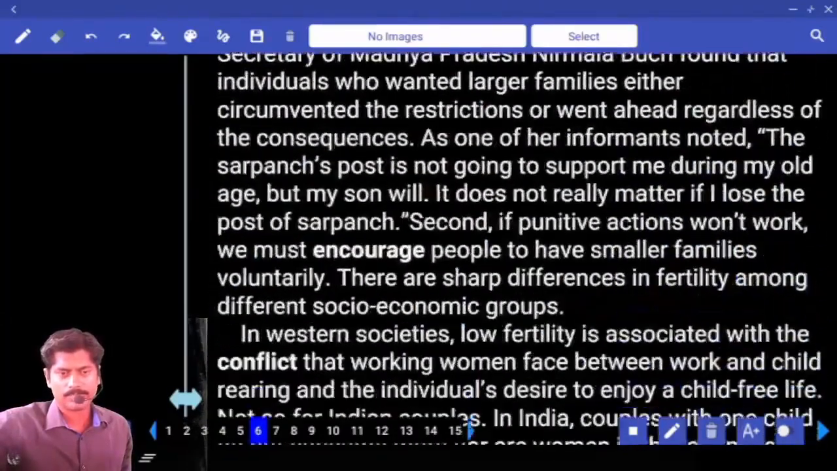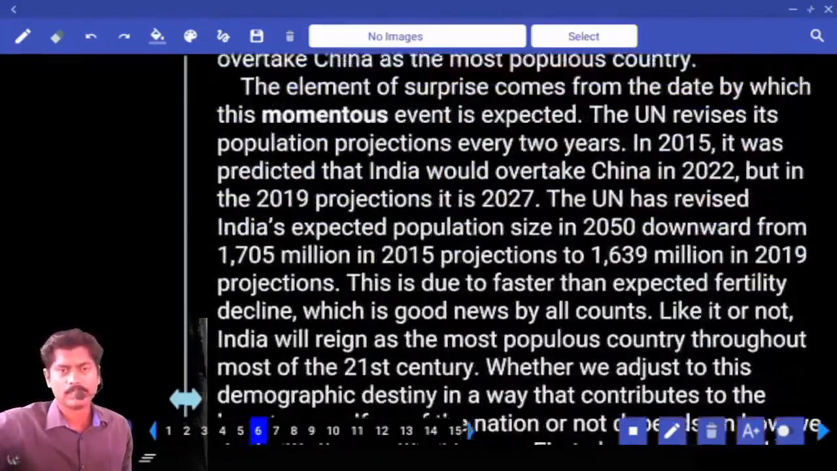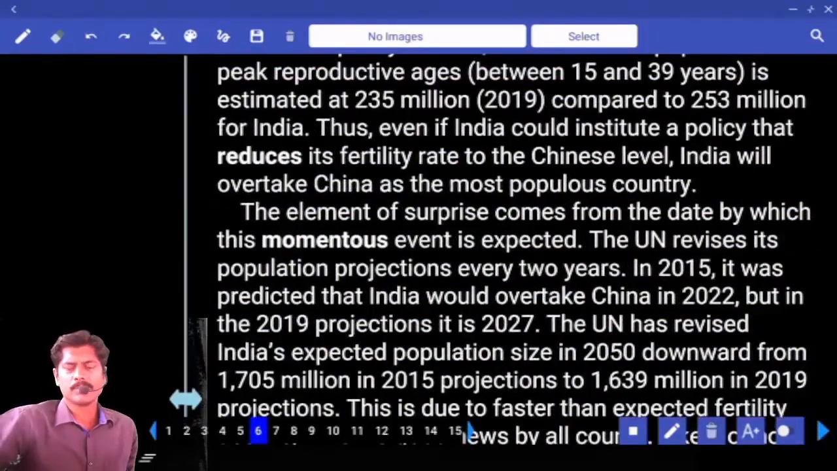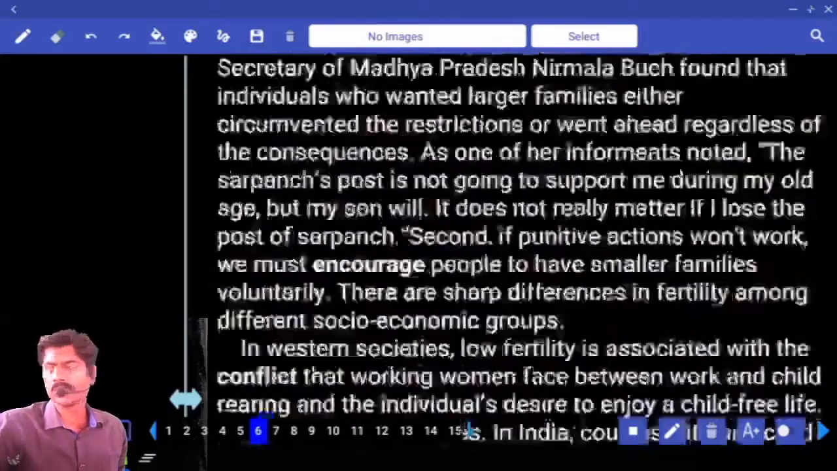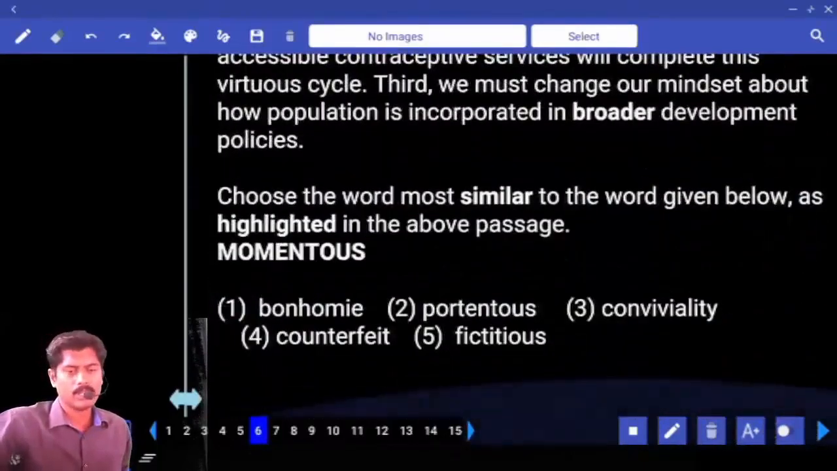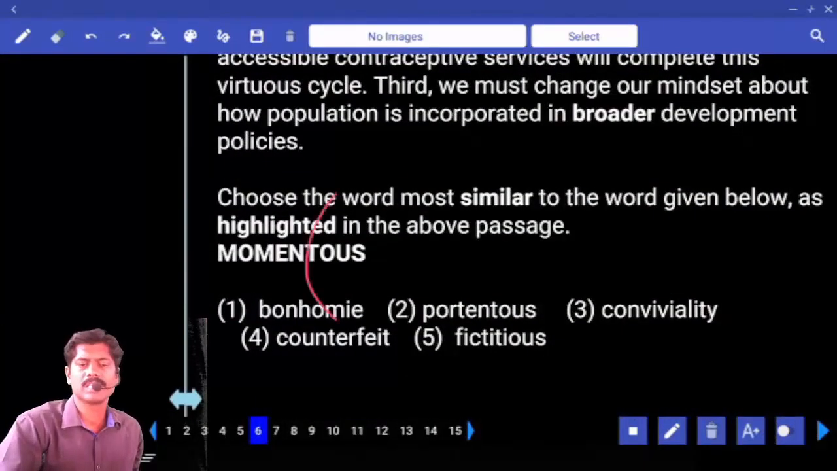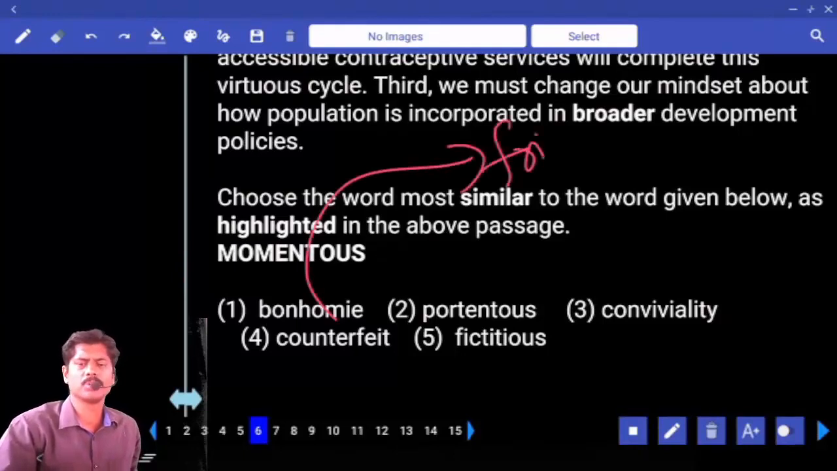Third paragraph. The element of surprise comes from the date by which this momentous event is expected. Momentous date means India will overtake China. That is a momentous event. Momentous means great event. Convivial is nothing but friendly. It is related to persons, not events.